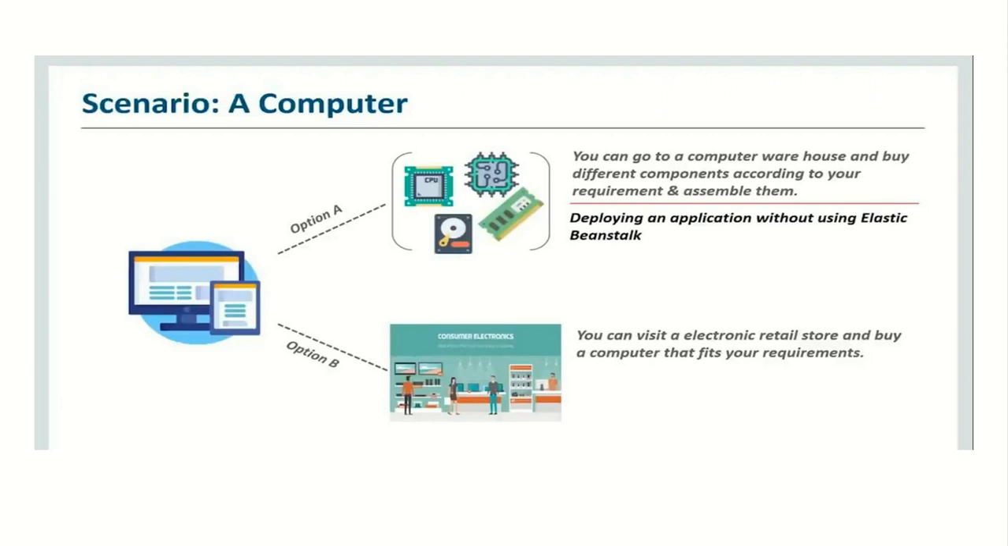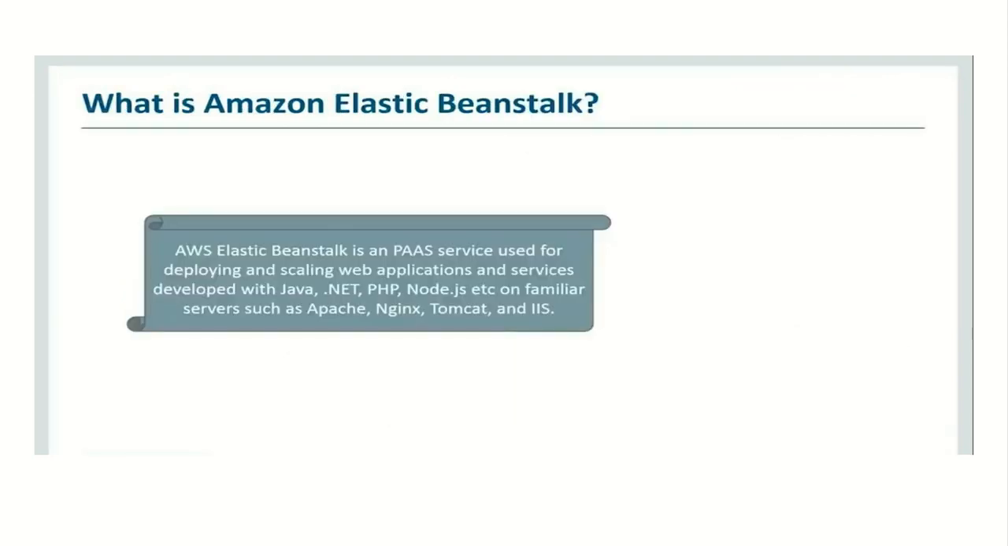So let's go back and look at the definition again and see if we are able to understand it this time or not. Well, Elastic Beanstalk is a platform as a service, that is PaaS, where developers just have to upload their application, and load balancing, auto scaling, and application health monitoring are all done automatically by Elastic Beanstalk.